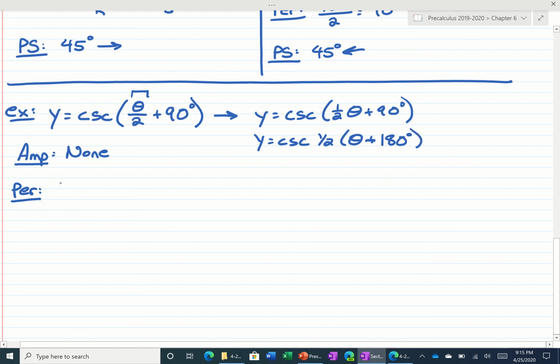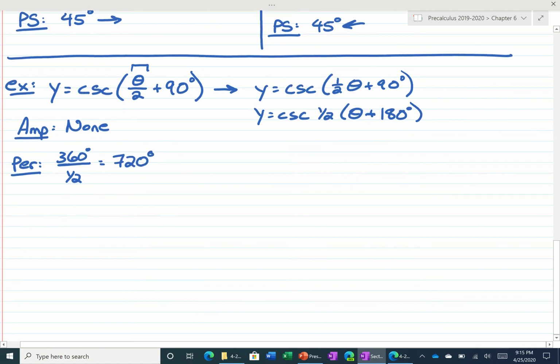The period is the normal period of cosecant divided by the number in front. 360 divided by 1/2 is 720. Don't confuse it with dividing by 2, we're dividing by 1/2. And then the phase shift for this would be 180 degrees to the left. All right.